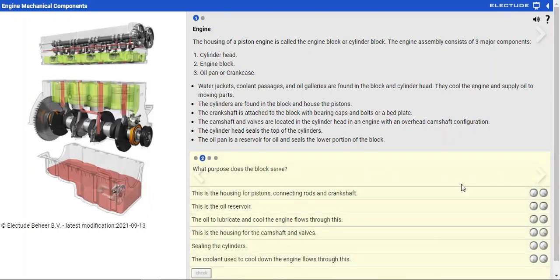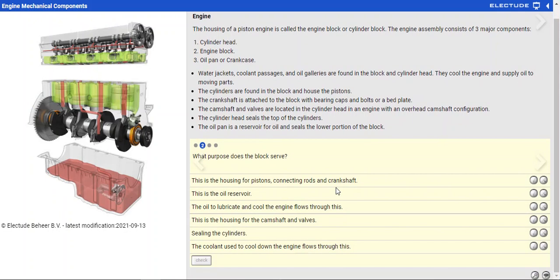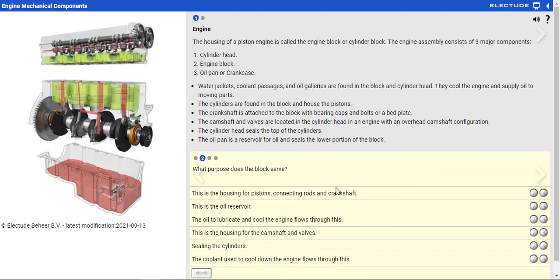Hit the little chevron here to go to the next question, and it asks us, what's the purpose of the block? And if we read up here all about what the block does, we can get the answers for those questions. But on this one, it is the housing for the pistons. It is not the reservoir. The oil flows through it. It doesn't hold the camshaft. It doesn't seal the cylinders, but the coolant does flow through it.